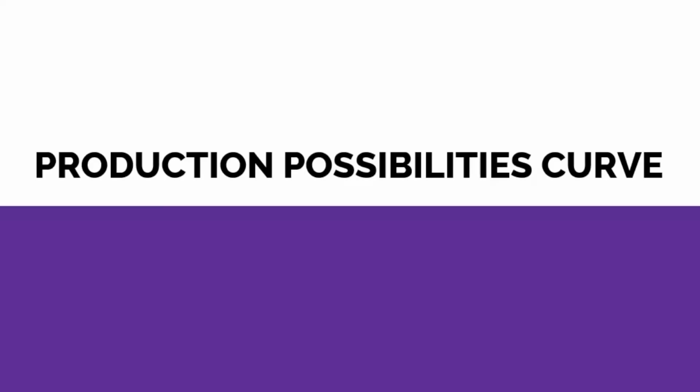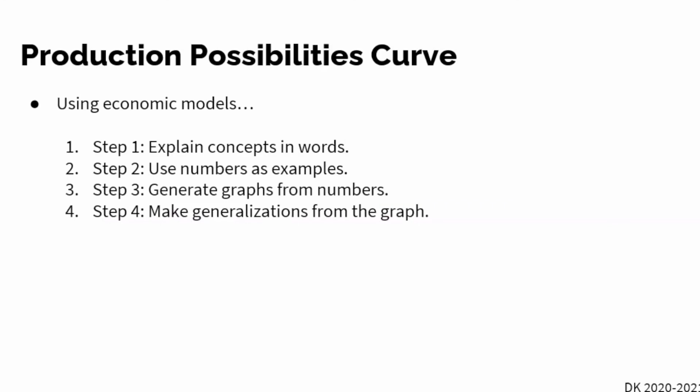The production possibilities curve. Before we start, we're going to be looking at a lot of graphs in both micro and macroeconomics. Whenever we look at a graph or a model, we're always going to follow these 4 steps. Number 1, we explain the concept or the graph in words. Number 2, we add numbers onto it for an example. Number 3, we generate graphs from those numbers. And lastly, we make some generalizations. So no matter what model or graph we're talking about, these are the steps we're going to follow here. So let's move on.